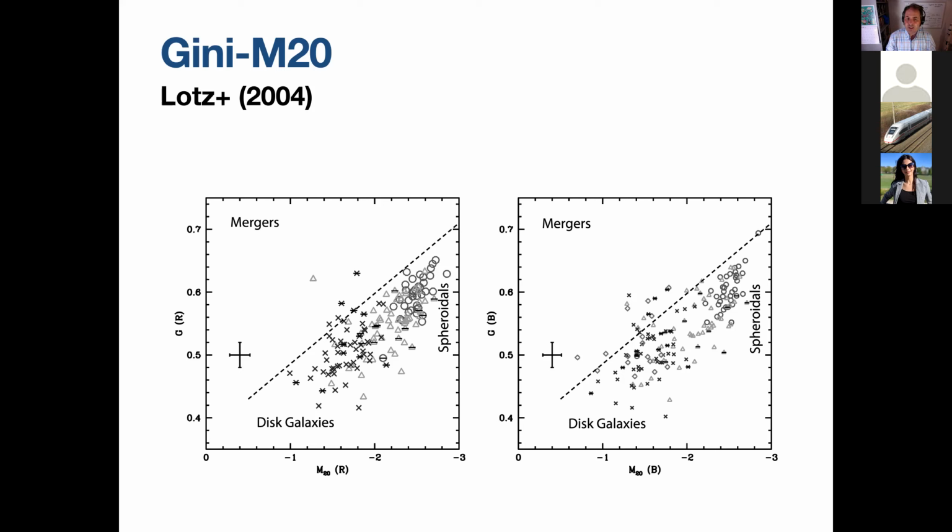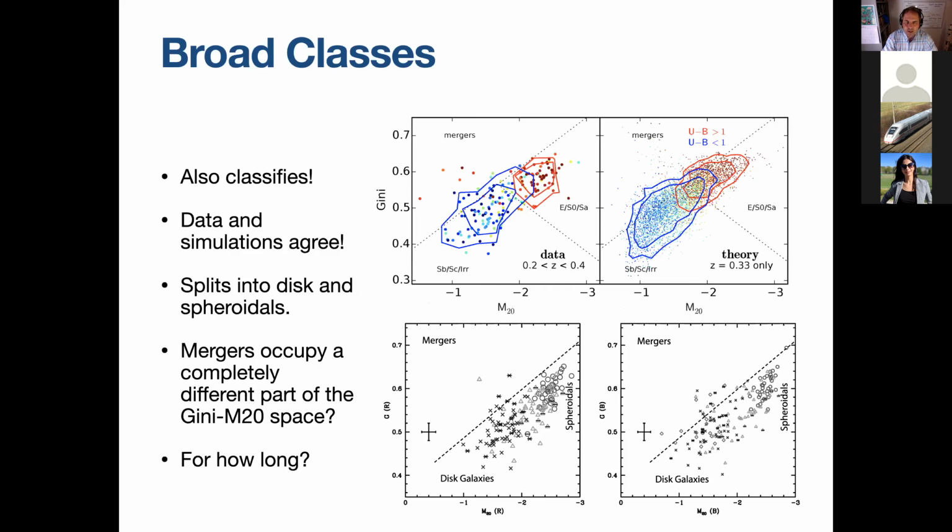So we got really excited because this would be a great morphological way, so cheap, we just need an image, to trace how much galaxies merge over different epochs. We just look back in time and classify everything along CAS or GeM20 and see how many lie above the line. So these broad classes seem to work great, and they do seem to do mergers, right?